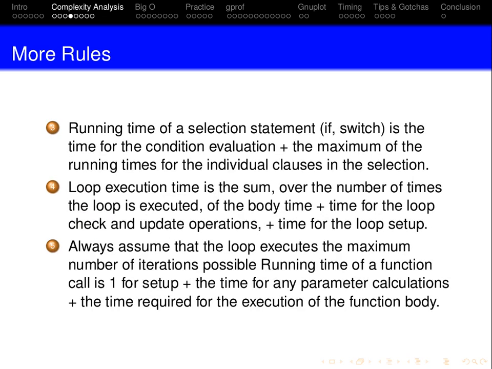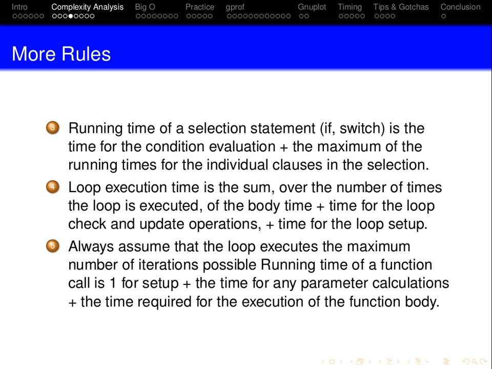All right. The running time of a selection statement, aka an if or a switch, is the cost of the condition that you have to evaluate. So if your if statement has an and in it, that's a time unit of 1, but if it has an and and an or, it's a time unit of 2. Plus the maximum running time of the individual clauses in the selection, aka how long everything takes to run inside of the if statement.